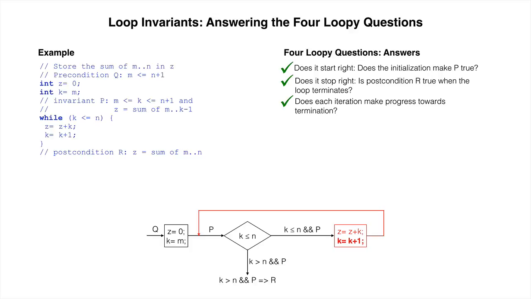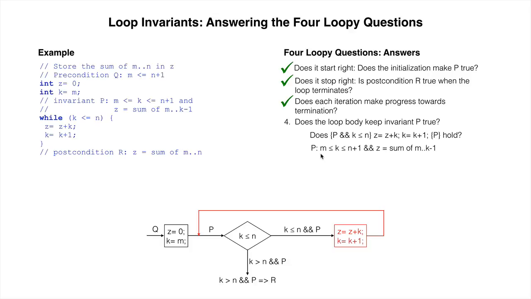The fourth loopy question is, does the loop body keep invariant p true? In other words, does the execution of z becomes z plus k, k becomes k plus 1, given p, combined with k at most n, terminate with p true? For the first half of p, we can easily see that if k is at most n, and we increment k by 1, then k is now at most n plus 1.